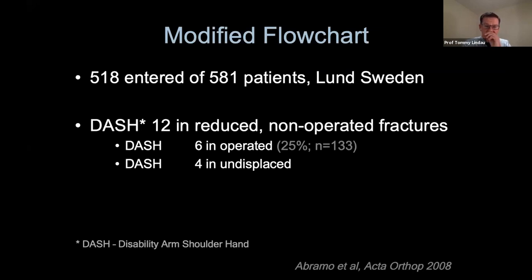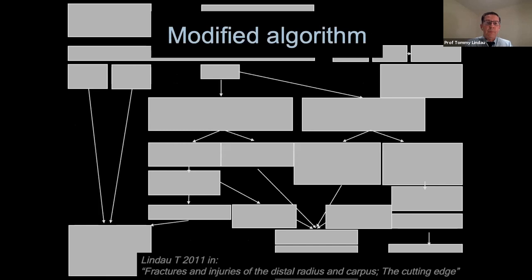And they were almost as good as the fractures that were undisplaced, suggesting that an operative intervention in selected patients gives you almost as good an outcome as if you have an undisplaced fracture. And they also noted that the DASH outcome was dependent on age, obviously osteoporotic patients faring worse. So the modified algorithm that I present tonight is taking more responsibility for the difference between osteoporotic and non-osteoporotic patients and subdivides the groups slightly tighter than what we did in Sweden almost 20 years ago.